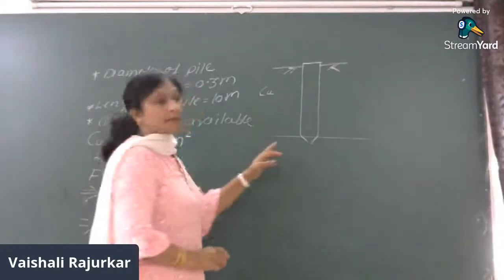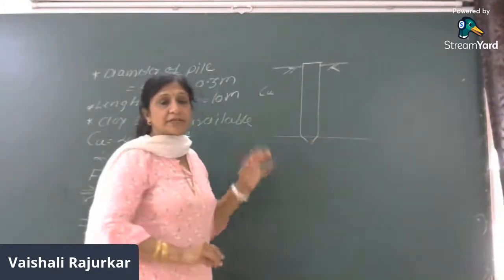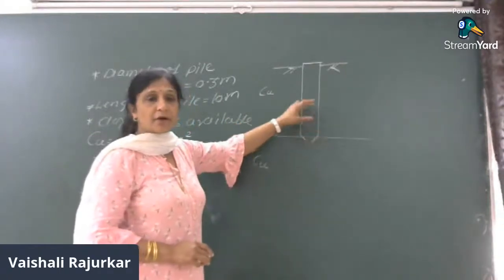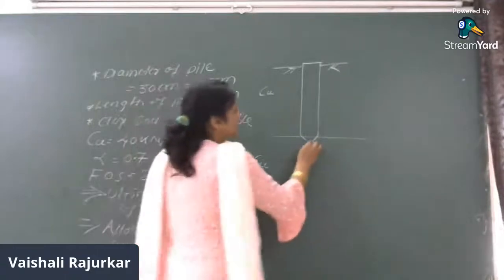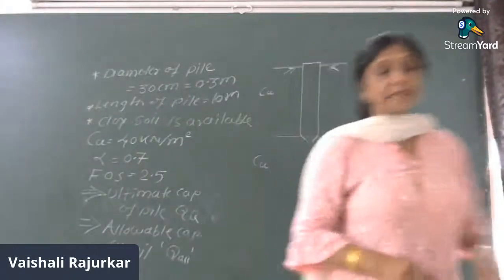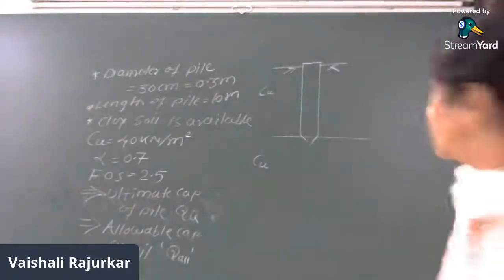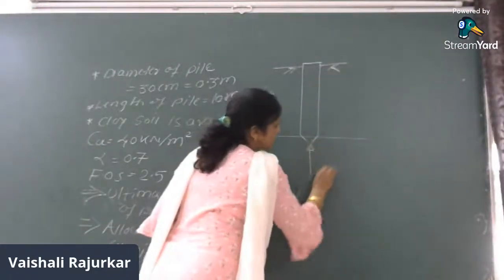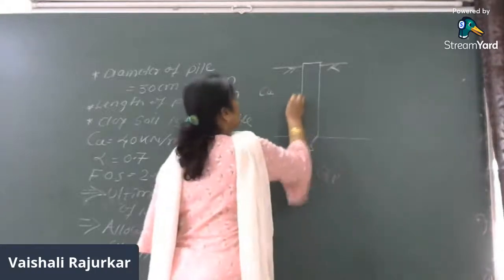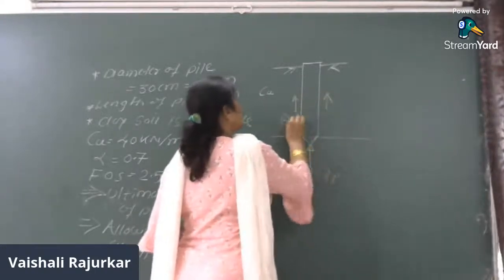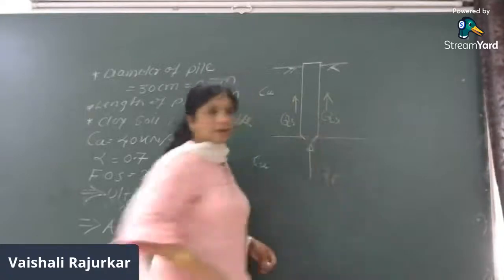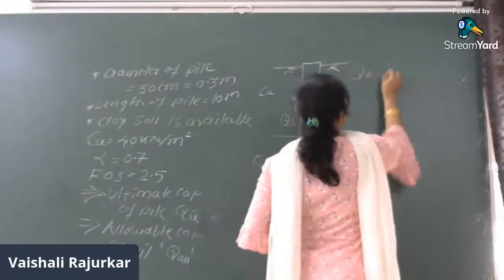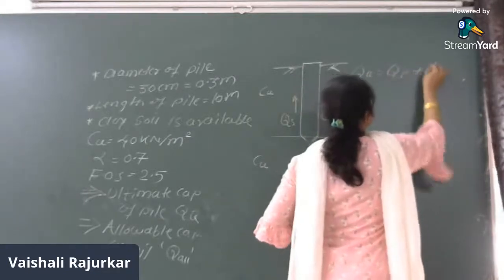Right? Now here, as nothing is mentioned whether the foundation is rested over the hard strata or anything else, we will consider both the resistances in this case. That is the tip resistance and the frictional resistance. So here, this is Qp and another one is Qs. So what is Qu? Qu is equal to Qp plus Qs.